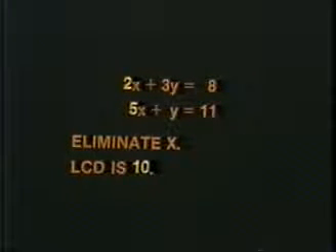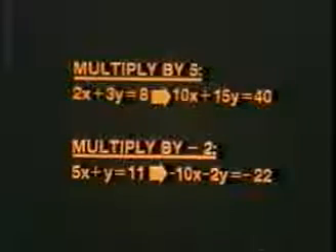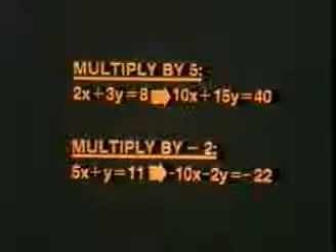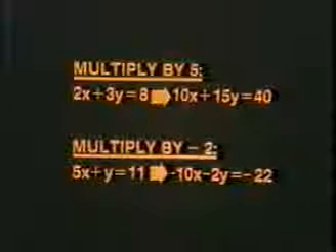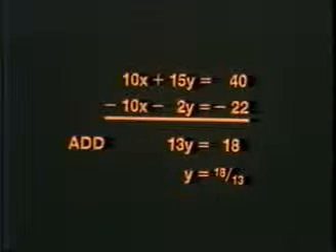I can eliminate x first or y first, whichever I choose. I choose x. That means I want to make the coefficient of x 10 in both equations. So I multiply the first equation by 5. I multiply the second one by a -2 in order to produce negative 10x and positive 10x, which disappear when I add them together, leaving me the answer for y.